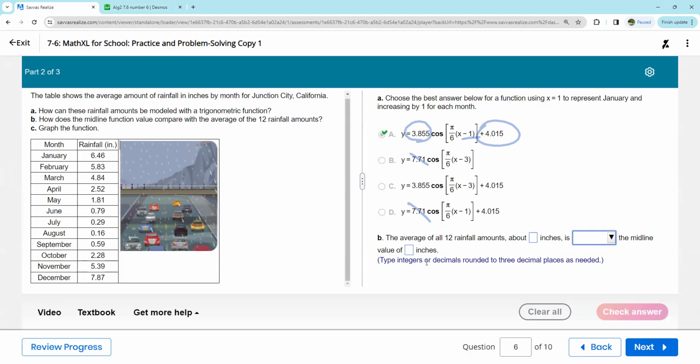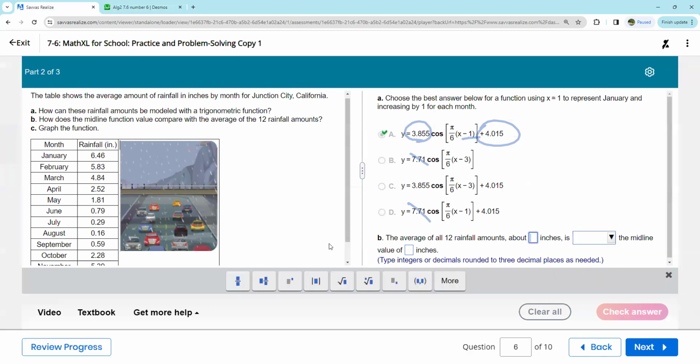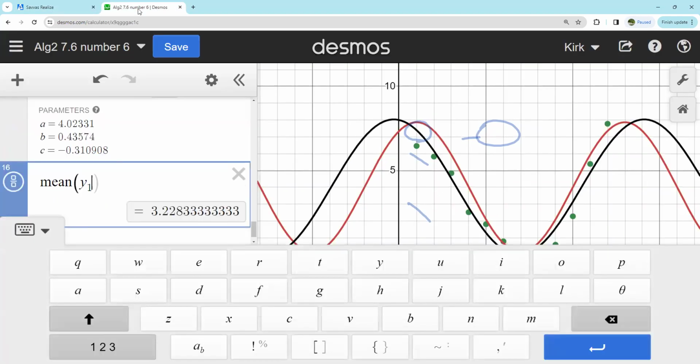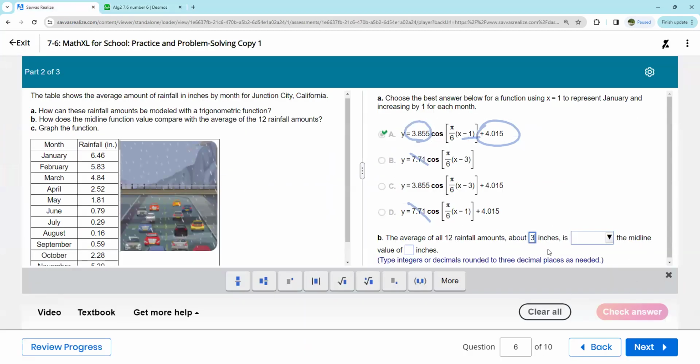says type integers or decimals, round to 3 decimal places. Oh my goodness. That's 3 decimal places. 3.228. Decimals, add them all up and divide by the 12 for us. And that is, what was our midline again? The midline right here, the 4. So this is less than the midline value of the 4.015.